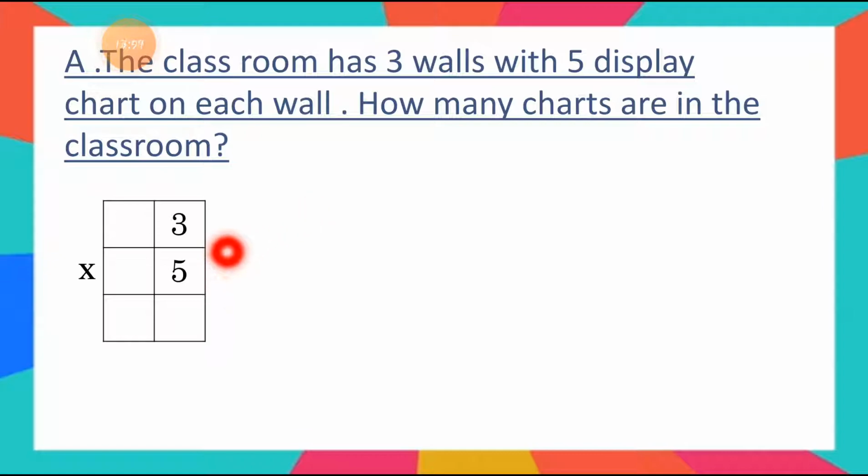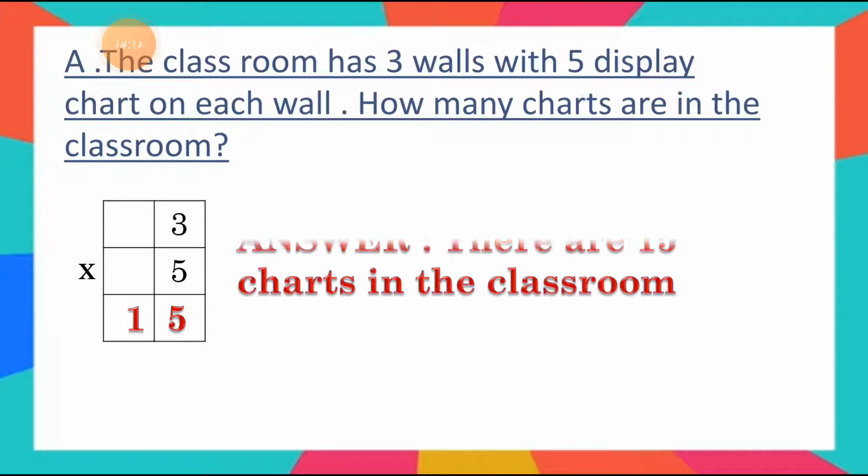So 5 threes or 3 fives is equal to 15. So we can write down 15 this way. So we have to give the answer in words also, that there are 15 charts in the classroom.